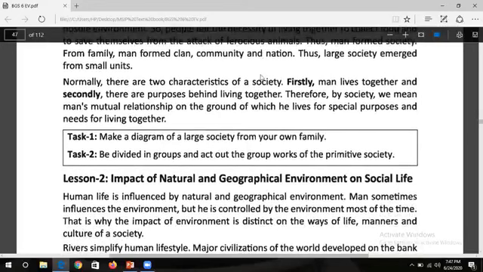Normally, there are two characteristics of a society. Firstly, man lives together, and secondly, there are purposes behind living together. Therefore, by society, we mean man's mutual relationship on the ground of which he lives for a special purpose and needs for living together.